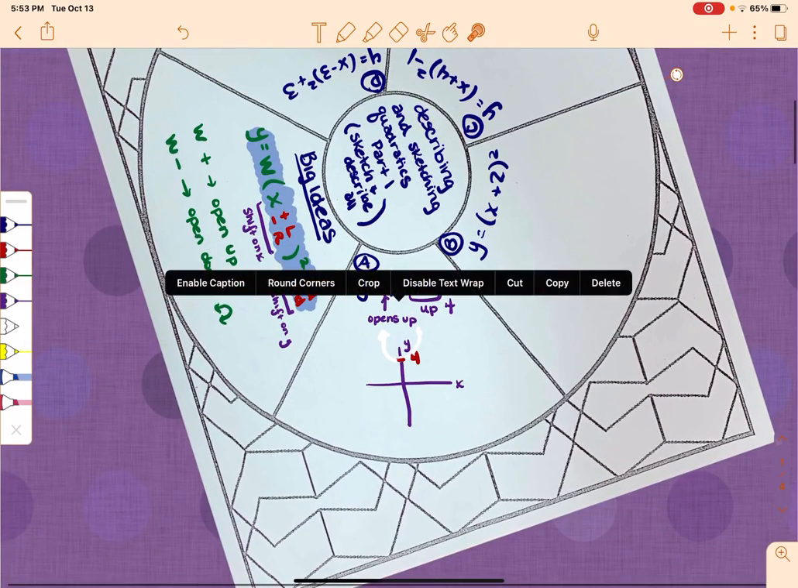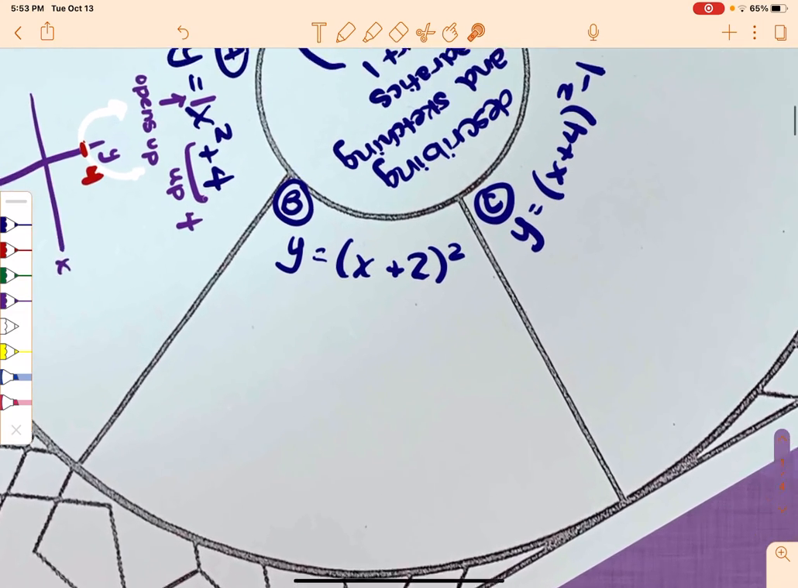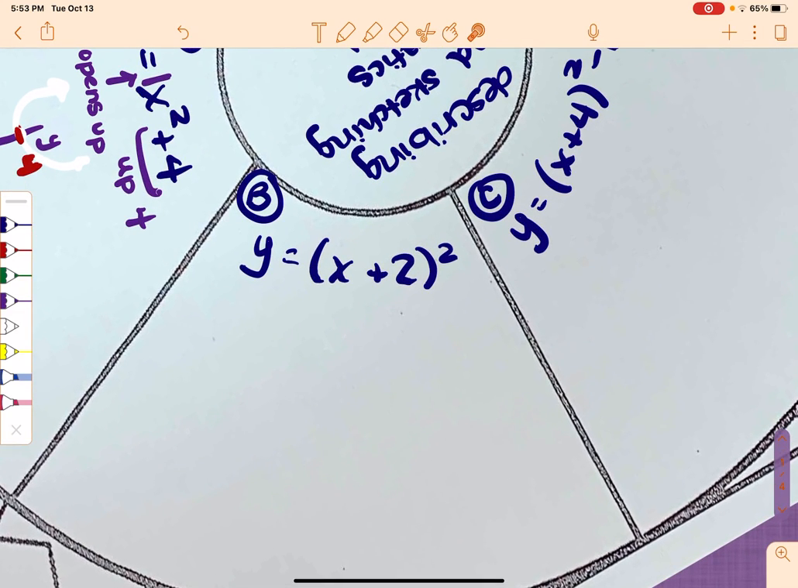Okay, I'm going to turn my sheet here. Go to this next one. So this is inside. So when I see plus a number, that means that it's going to go to the left. So it goes to the left 2. Now there's no number out here, my W. I would assume that's 1, which means it opens up.